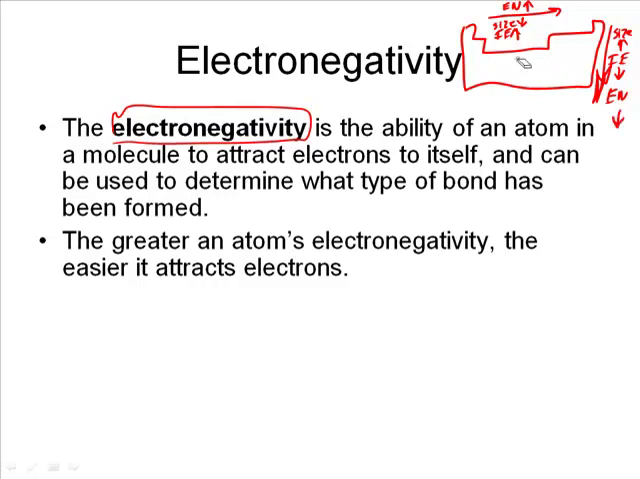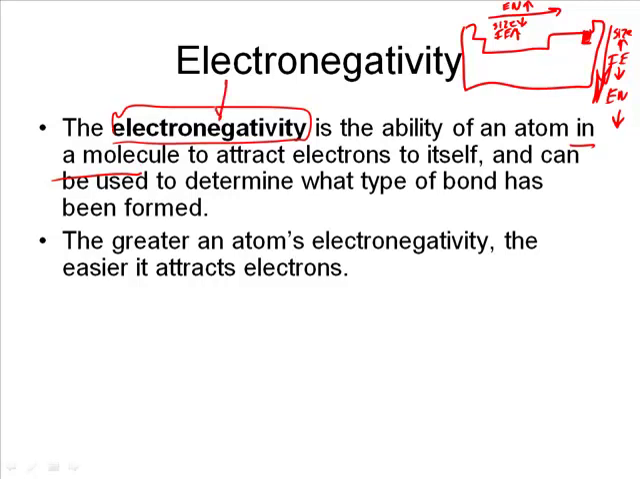So the most electronegative element on the periodic table is actually fluorine. Okay, you would think, well, how come it's not helium or neon, one of those two? Because they're the farthest to the right. Remember, it's the ability of an atom in a molecule. Helium does not form bonds.